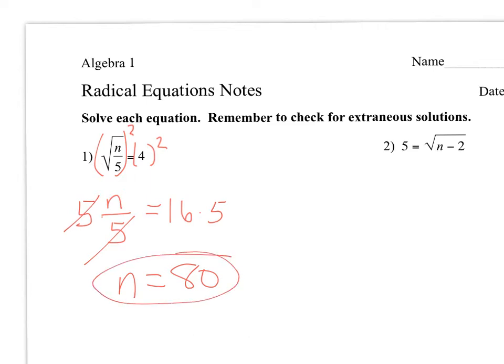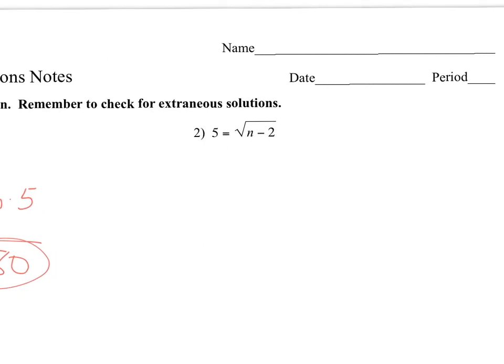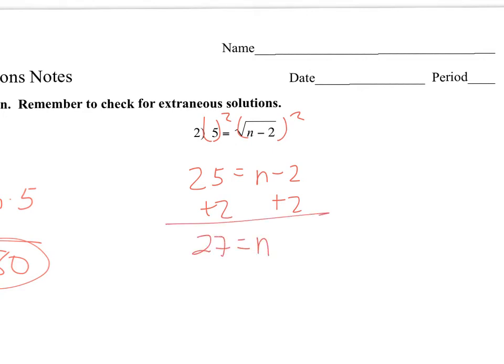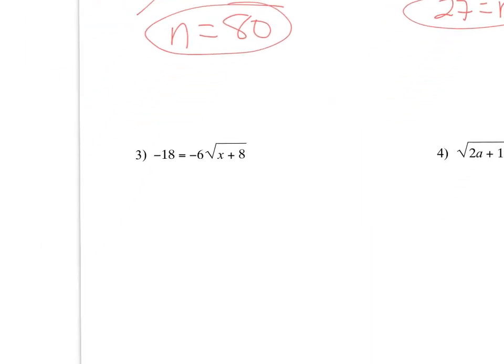So that's it. So the big idea here is we're squaring both sides to get rid of the radical. So if we look at question 2 over here, I'm going to do the same thing. I'm going to square both sides, get 25 equals n minus 2. I'm going to add 2 to both sides, and get 27 equals n. Done.